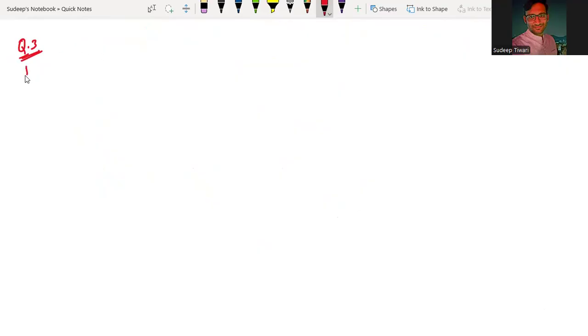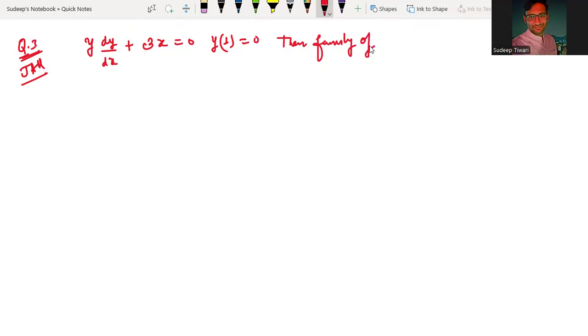So, this question has been asked in the JAM exam. It asks: y dy by dx plus 3x is equal to 0, and y(1) is equal to 0. Then the family of curves will be what? Like, it will be elliptical, parabolic, hyperbolic, straight line, circle, what?